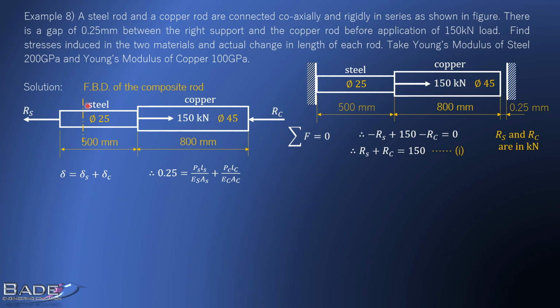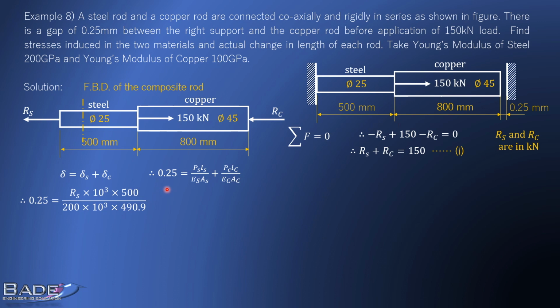Now take a section in the first part. That will give you the load on the first part. So I have taken a cross section in steel, and add forces on the left hand side. So it is RS pull. So the load on steel is RS pull.